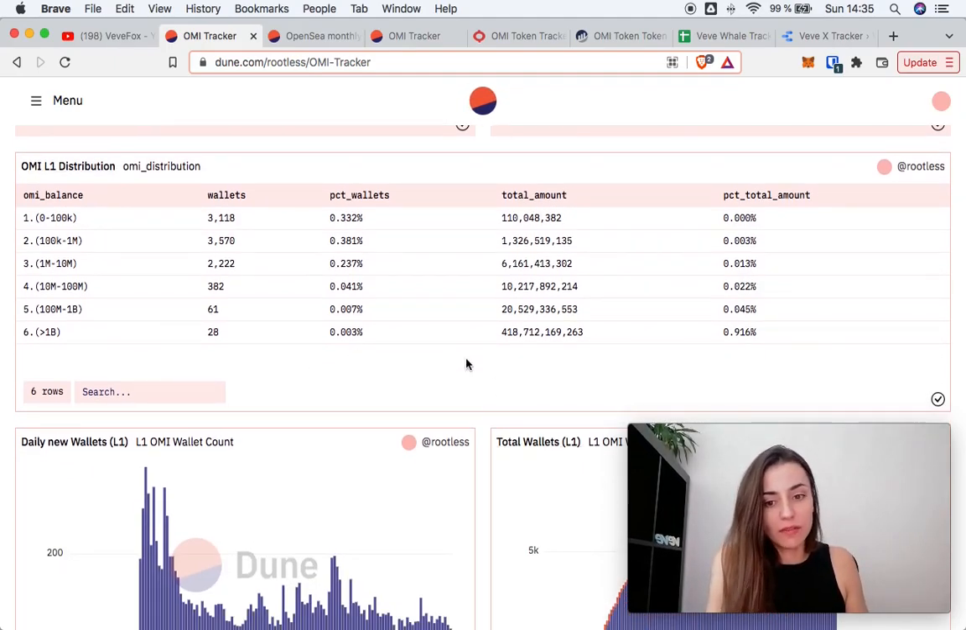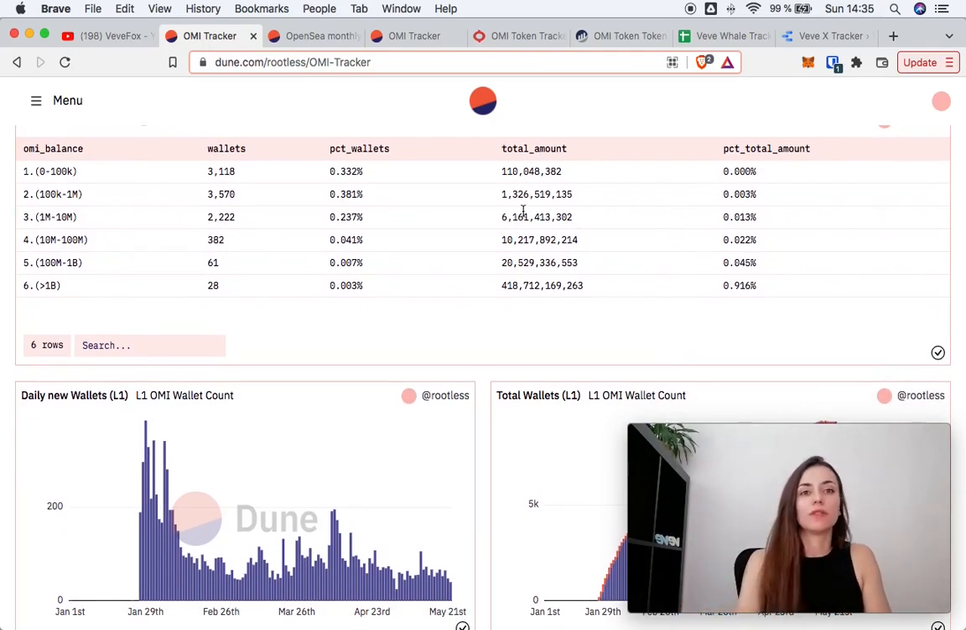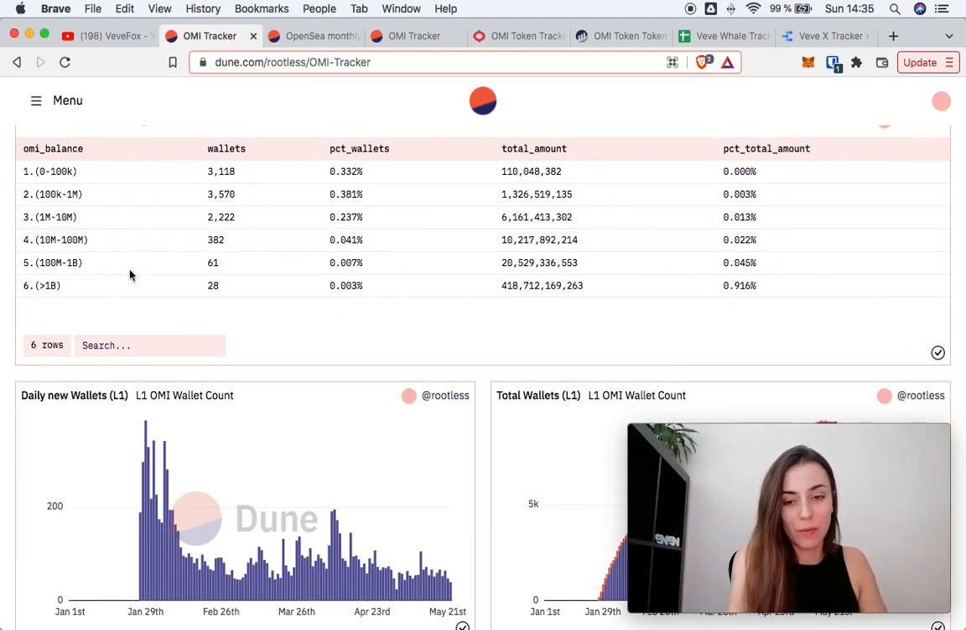And then I made a table which shows the distribution, to see how many wallets hold between 0 and 100k OMI, between 100k and 1 million OMI, and so on, and the last one is more than 1 billion OMI. And then you have the percentage of wallets, the sum of the OMI that is held by these wallets, and the percentage of OMI that this represents. I just thought that would be quite interesting to see how many super whales, in terms of holding OMI, we have.